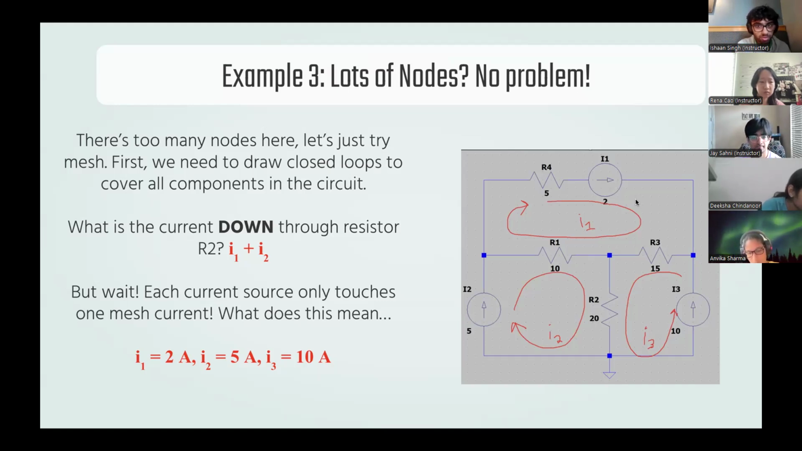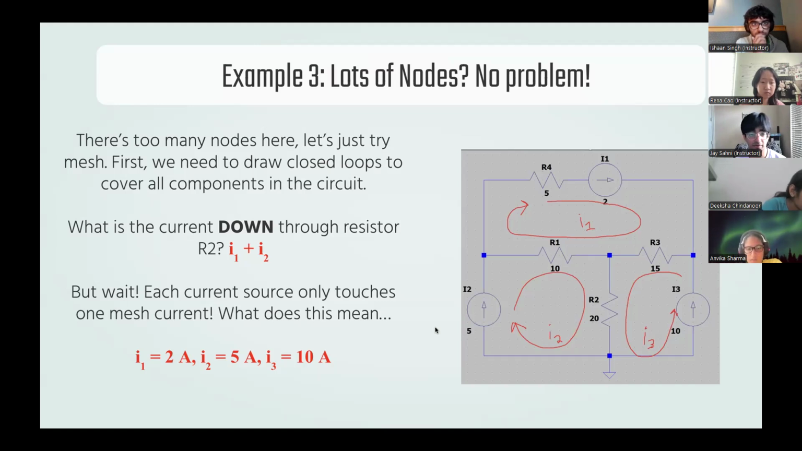Same thing for I2 at the bottom left, right? Since I2, the mesh current, is the only current that goes through the current source, and the current source forces the current to be 5 amps there, we know I2, the mesh current, is 5 amps. Yeah, I get it. Thank you.